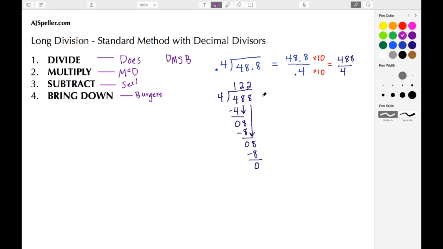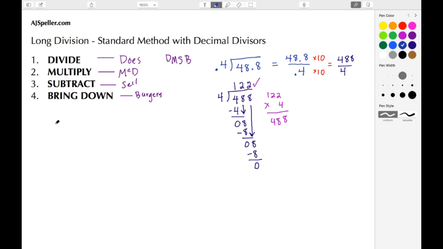And now let's go ahead and do the check. The check is the quotient, 122, times the divisor, which is 4. And I want that product to be my dividend. So 4 times 2 gives me 8. 4 times 2 again gives me 8. 4 times 1 gives me 4. And I see 488 matches 488. So I know that my quotient here is correct. All right, let's move on to another example.